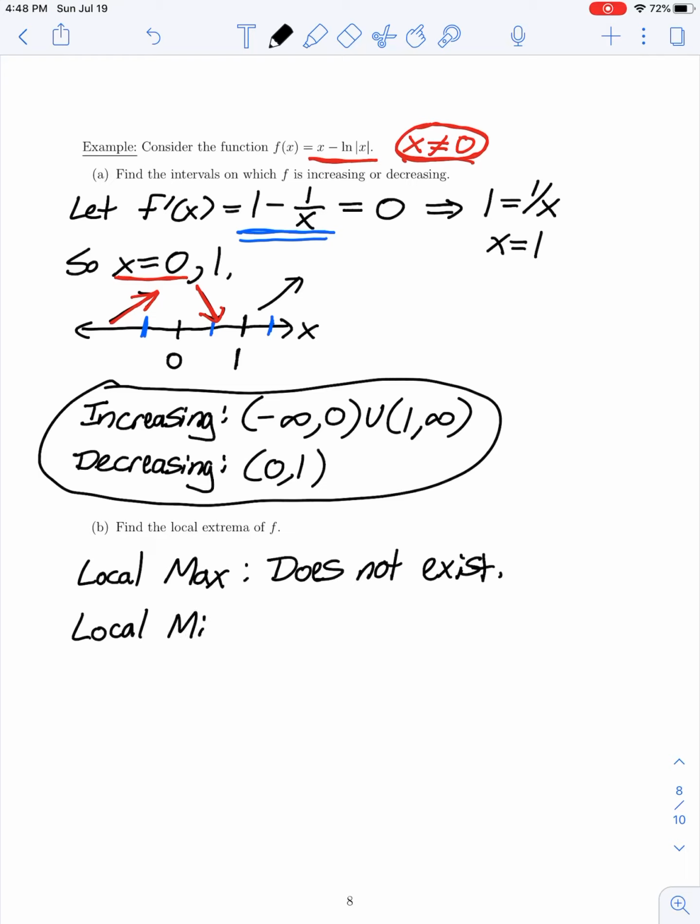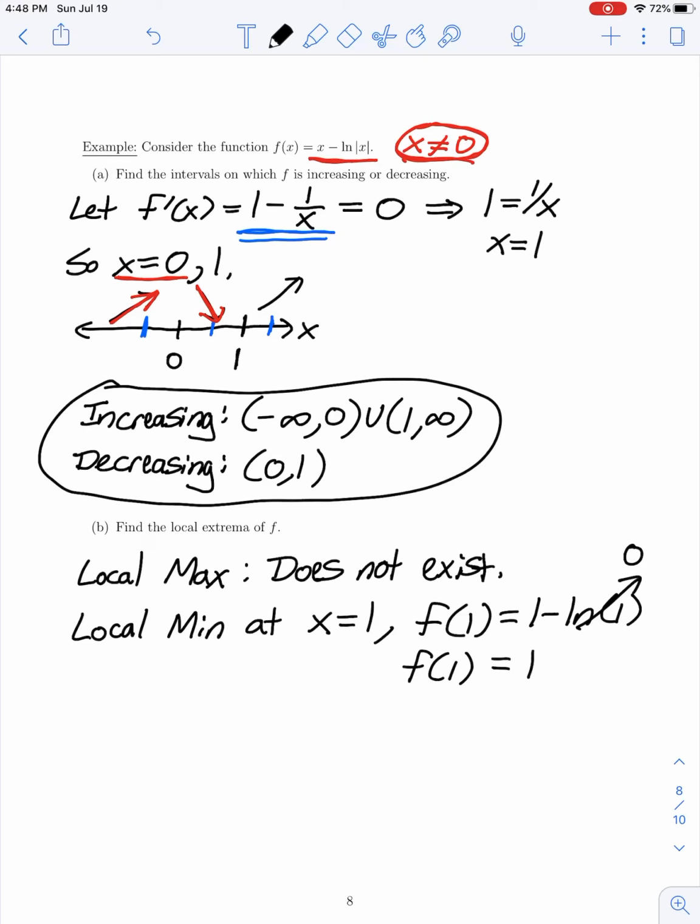And we would have a local minimum at the value where we changed from decreasing to increasing, namely at x equals 1. And to get our local minimum value, we would evaluate the original function at x equals 1. So that would give us 1 minus the natural log of 1, which is 0. So we're left with just 1 for the value of f at 1.